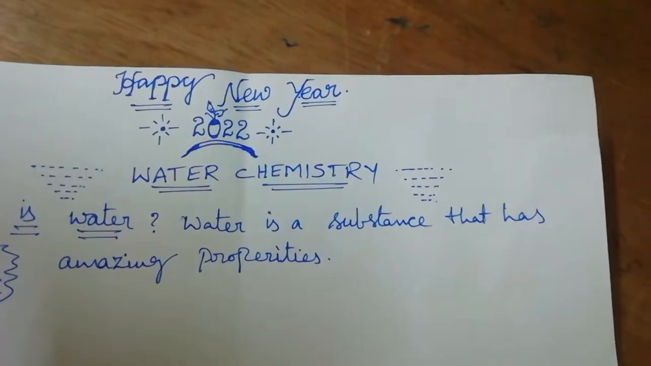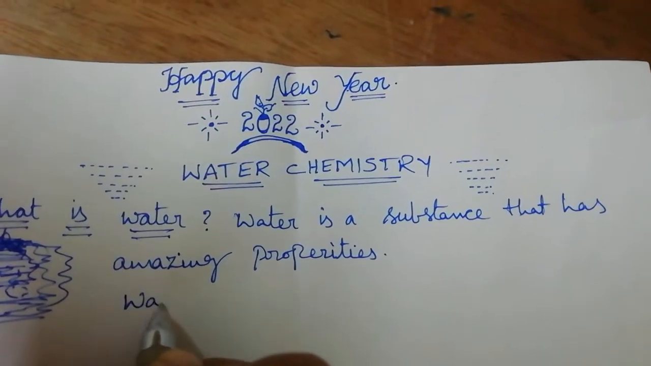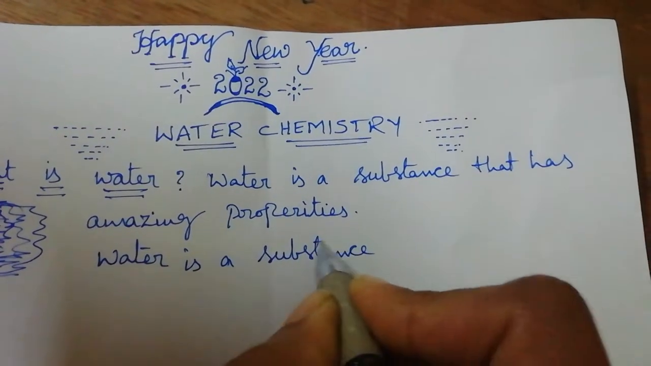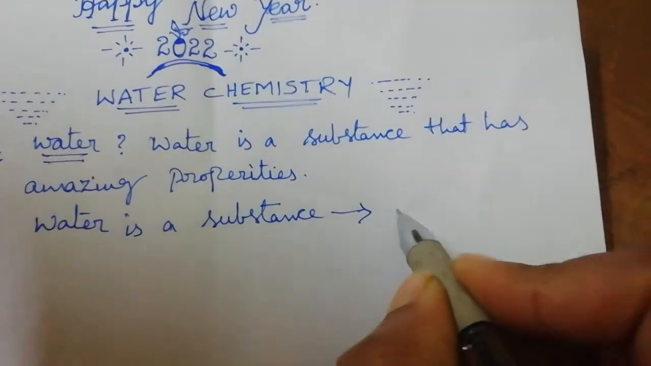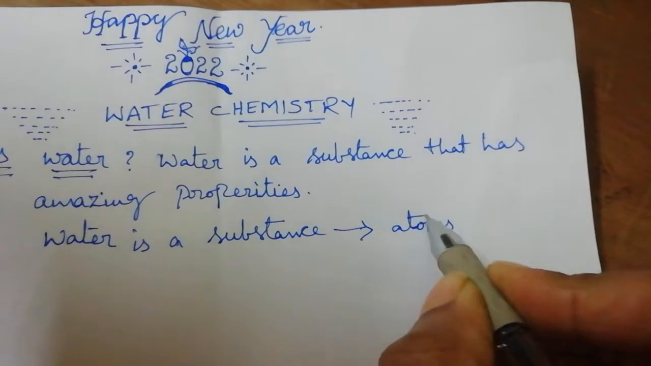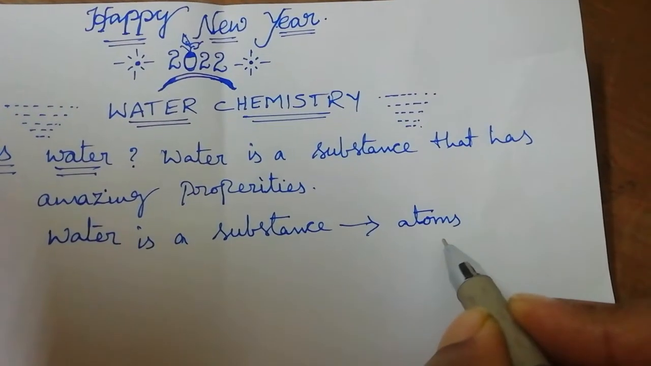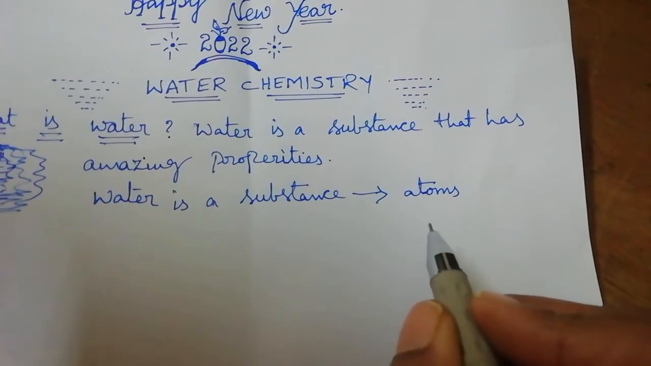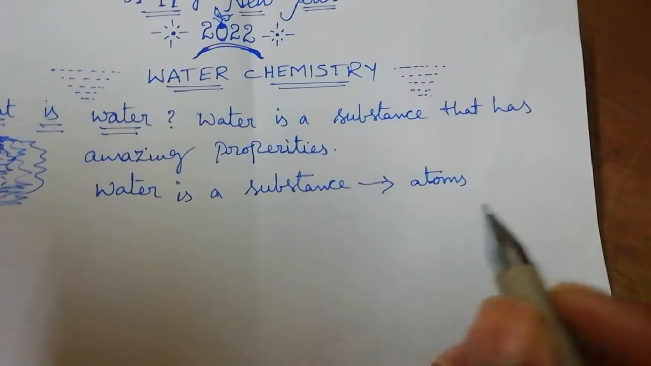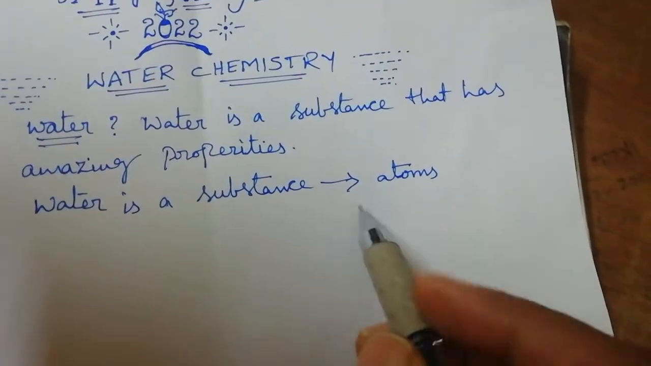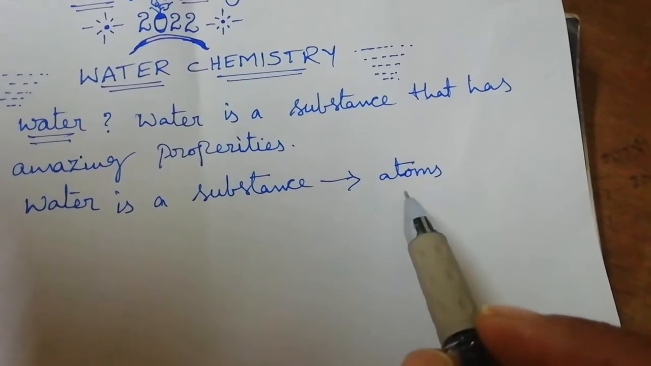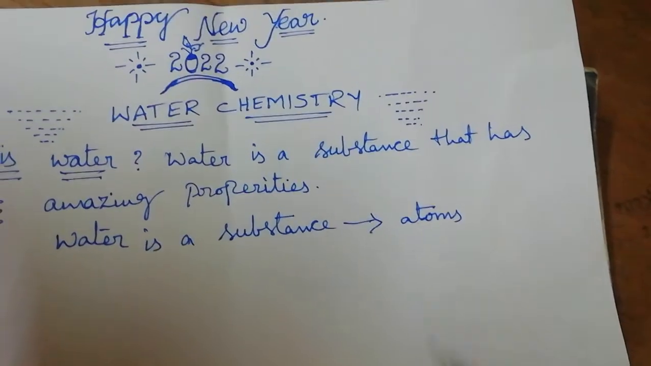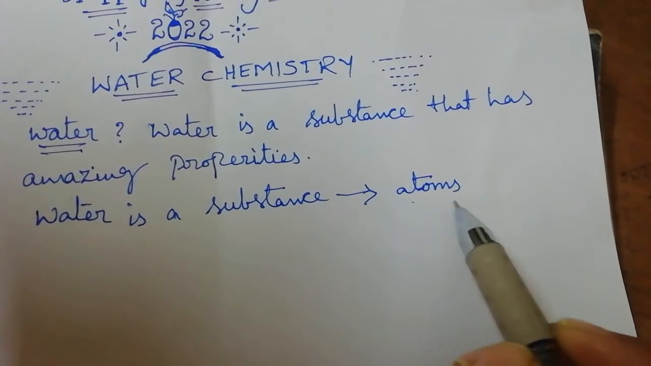Okay, water is a substance that is made up of atoms. So what is an atom? An atom is the smallest particle of a chemical element, the basic unit of elements, which cannot be broken into anything smaller. So that is called an atom. It cannot be broken into anything smaller.